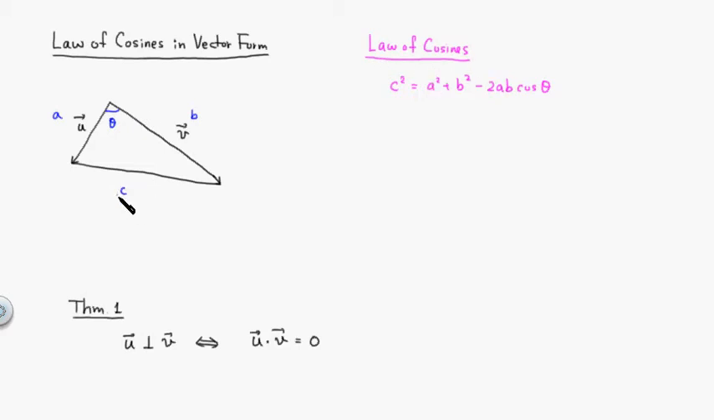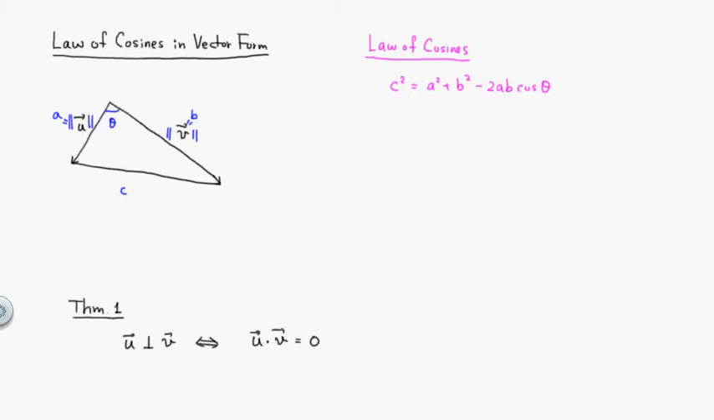Remember that c squared is equal to a squared plus b squared minus 2 times a times b times the cosine of the angle in between. So we have that, right? Instead of using a, b, c, we're going to use vector u and vector v. We know that a is the same thing as the norm, or magnitude, of vector u. b is the same thing as the norm of vector v.